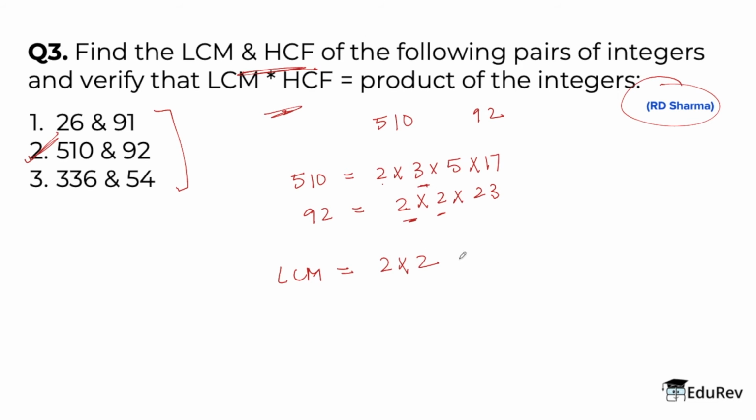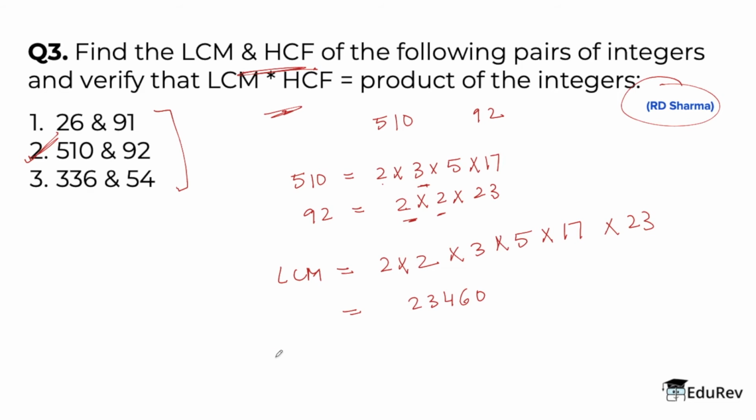3 is only 1 time, so I'll multiply it at max 1 time. 5 is at max 1 time. 17 is at max 1 time. And 23 is at max 1 time. So the LCM will come out to be 23460 when I multiply all of this.